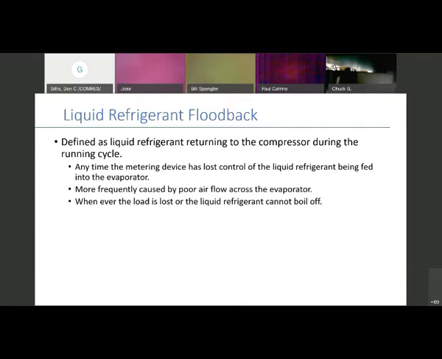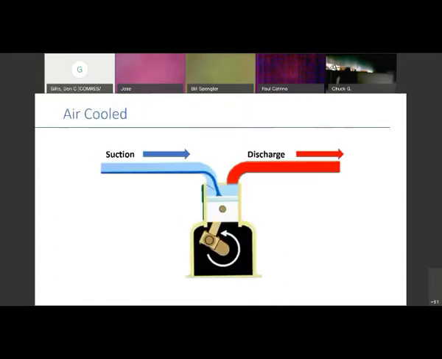Anytime the metering device has lost control of the liquid refrigerant being fed into the evaporator, but more frequently it's caused by poor airflow across the evaporator. Airflow, airflow, airflow. I don't know how many times you've been out on calls and airflow is the original culprit. Something else might have got damaged, but we can't emphasize enough to make sure your airflow is dialed in. Whenever the load is lost or the liquid refrigerant cannot boil off, obviously, the whole purpose of that boiling off, or one of the purposes, is to make sure we're in vapor, particularly superheat vapor. And the whole purpose for superheated vapor, as we know, is to protect our compressor, okay?